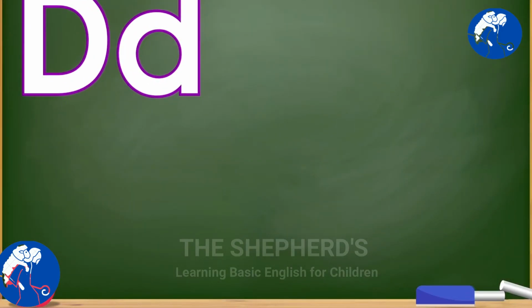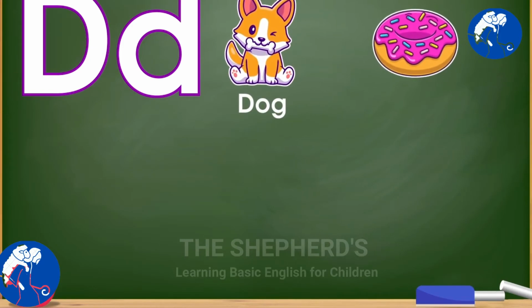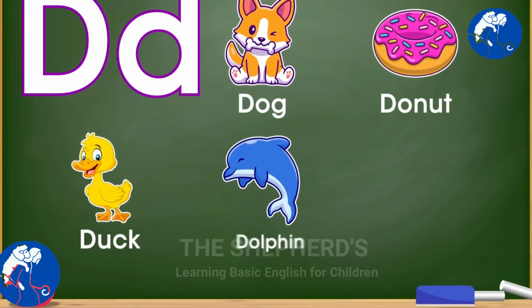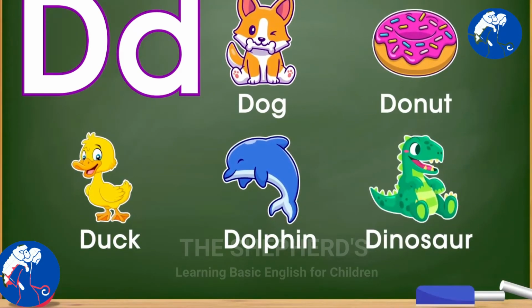D is for dog, donut, duck, dolphin, dinosaur.